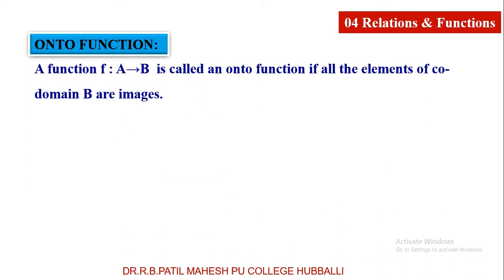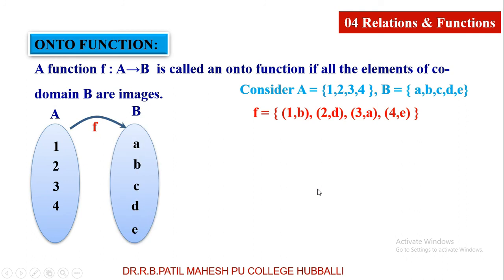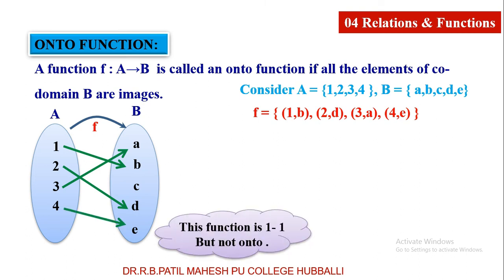Let me take some examples. Consider 1, 2, 3, 4 as set A and A, B, C, D, E as set B. I am writing a function here: 1B, 2D, 3A, 4E. These are the ordered pairs. Consider its arrow diagram. Set A is 1, 2, 3, 4, and set B is A, B, C, D, E. We relate 1 to B, 2 to D, 3 to A, 4 to E. This function is 1-1 because every element of the set A has a different image. But this is not onto.